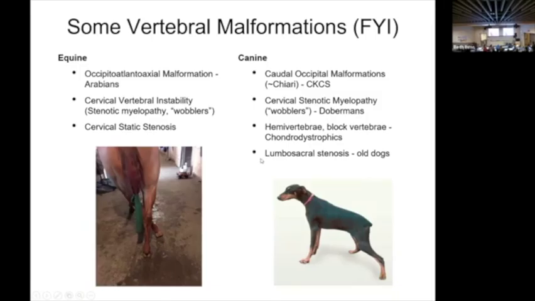And then one I do want to mention that's a very common degenerative change is lumbosacral stenosis. This is seen in old dogs, and again in people, probably the result of old age, degenerative changes, and spinal arthritis, and you get narrowing in the lumbosacral area. This leads to cauda equina syndrome, which is nerve pain down in the limbs, and weakness.